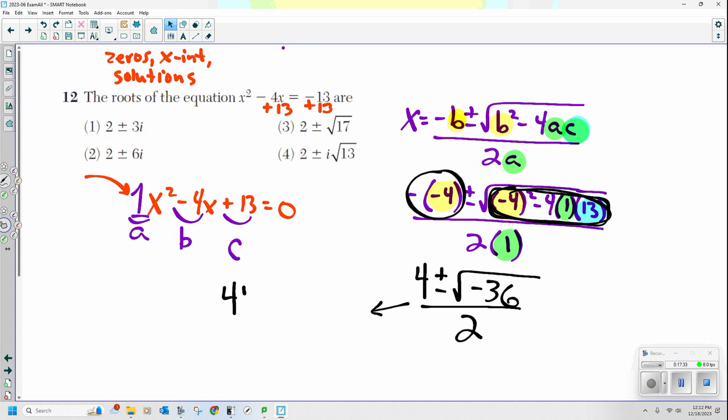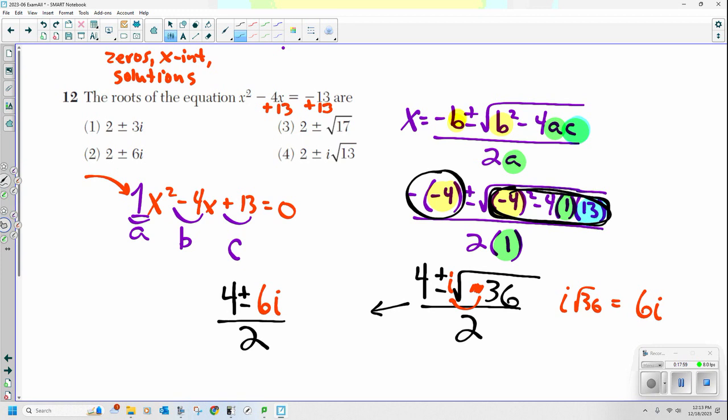Well, this is great because I know the square root of 36 is 6. But what do I do with that negative? Remember, the negative pops out and becomes an i. So that's like saying i times the square root of 36. The square root of 36 is 6. So it's like saying 6i. All right, and it's still all over 2.